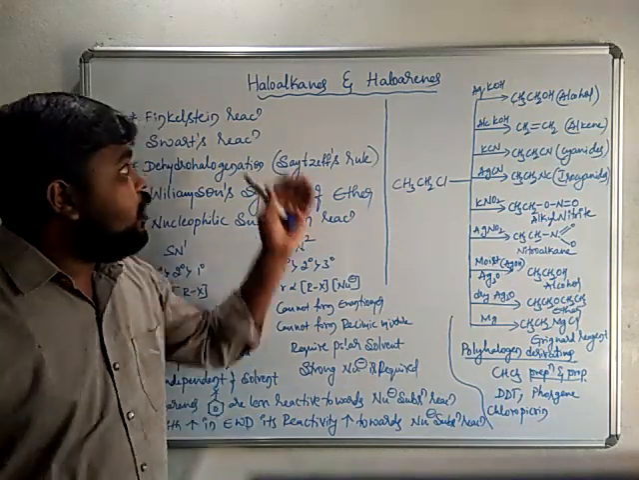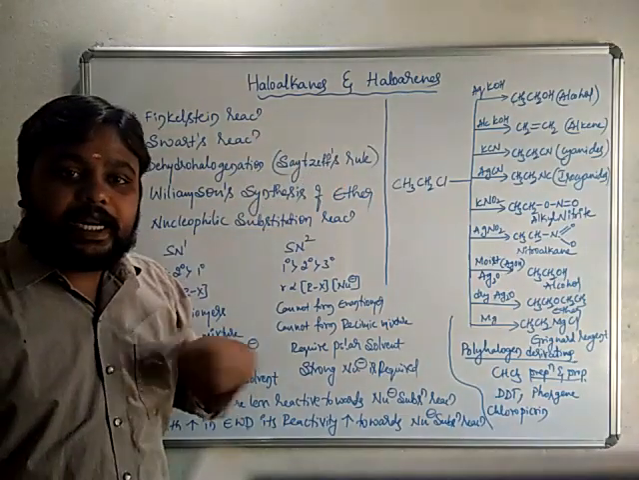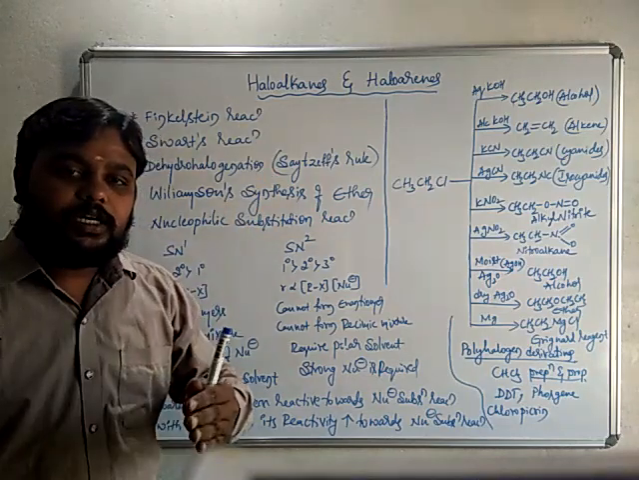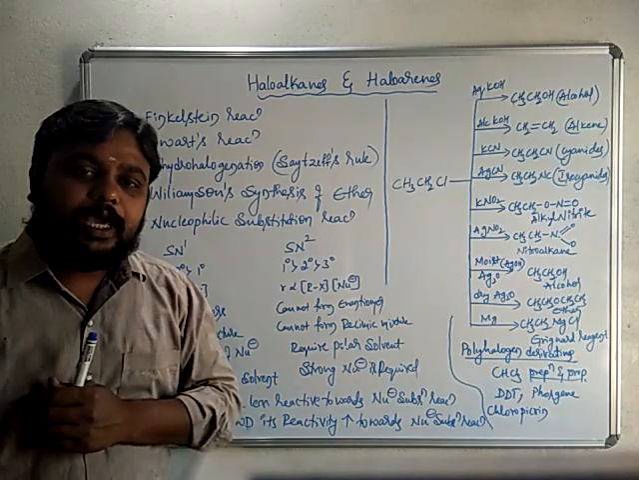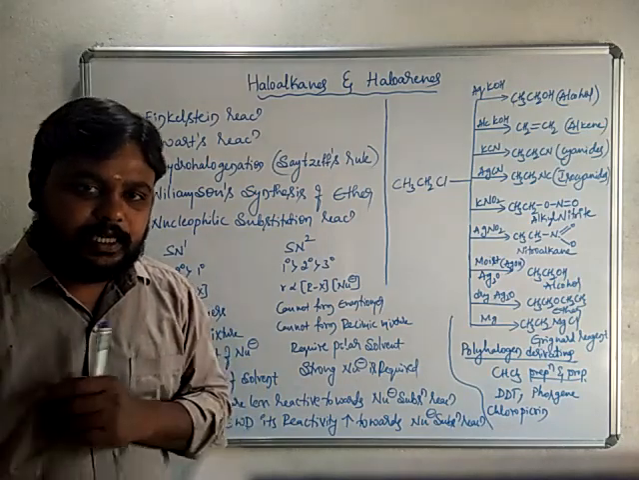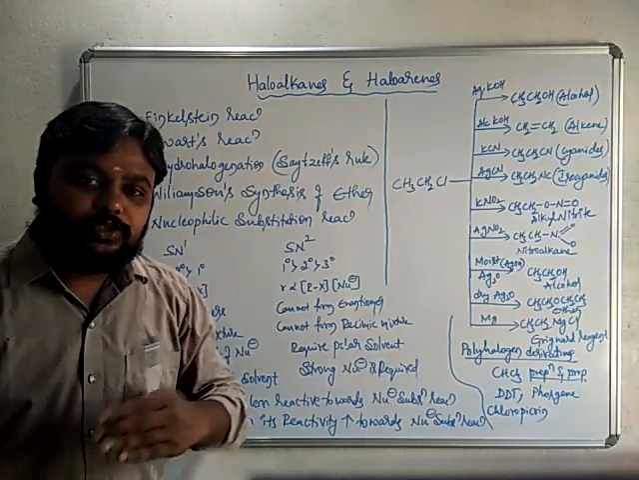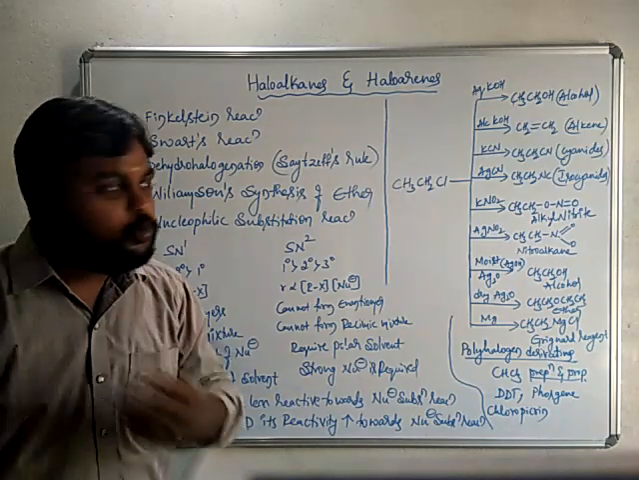So, haloalkanes are also known as alkyl halides. Haloarenes are also known as aryl halides. In haloalkanes, the halogen is directly bonded to a carbon atom whose hybridization is sp3. Whereas in haloarenes, the halogen is directly attached to a benzene ring, in which the hybridization of the carbon is sp2.